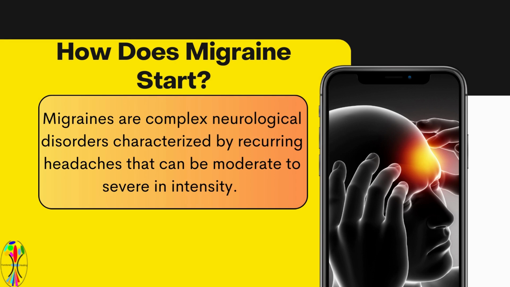The duration of an aura is typically less than an hour, and then this is followed by the fourth stage, which is the stage of the headache, which is the most recognizable and the most debilitating phase of migraine. It involves pulsating or throbbing headache, usually on one side of the head, and the pain is accompanied by nausea, vomiting, sensitivity to light, and sensitivity to sound. And this phase can last anywhere from a few hours to several days.